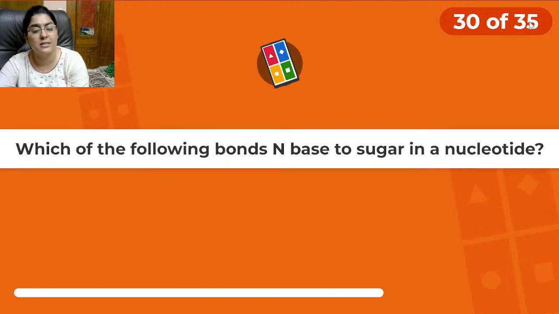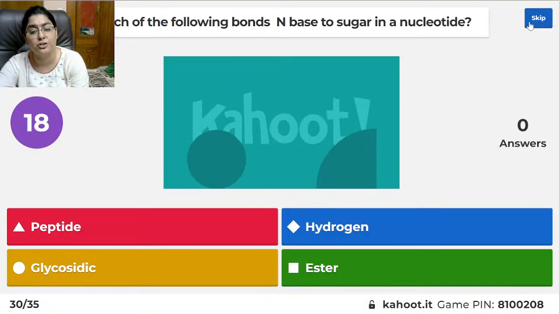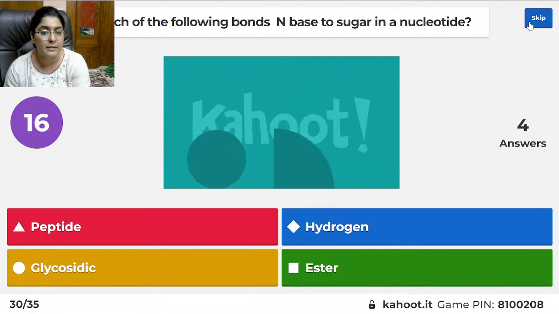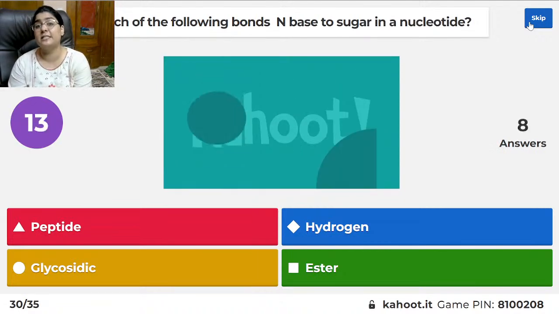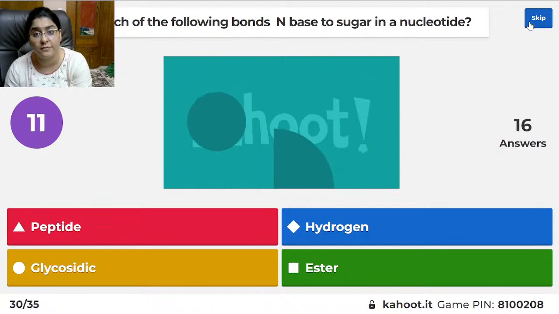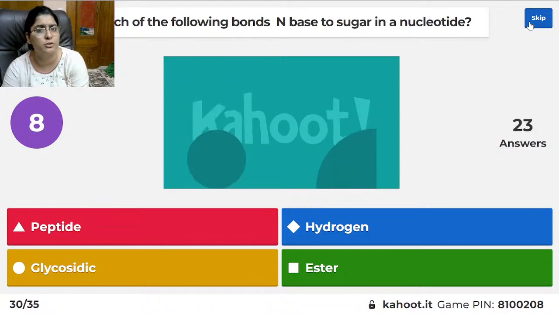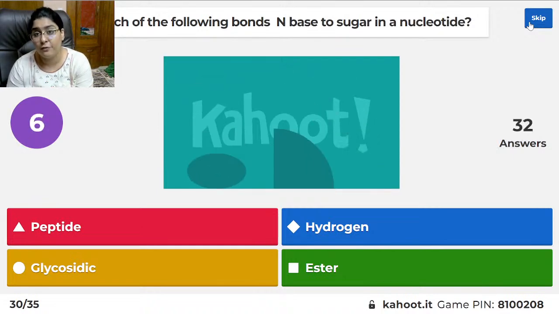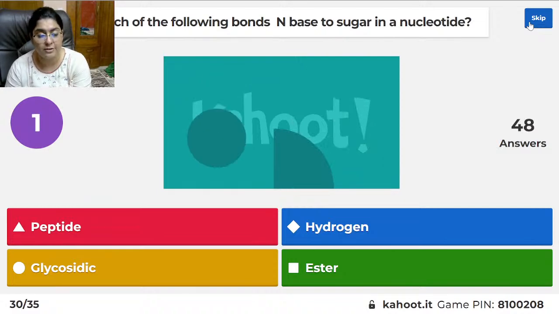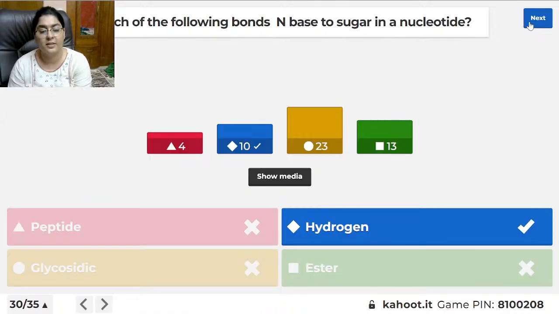Which of the following bonds a nitrogenous base to sugar in a nucleotide? That means when the nitrogenous base is bonded to the first carbon of the sugar, the ribose or the deoxyribose sugar, the bond that is formed between the sugar and the nitrogenous base is a dash bond, whether it's a peptide, a hydrogen, a glycosidic, or an ester bond. It's a glycosidic bond. Sorry. It's a glycosidic bond. The changes are not made. Oops.